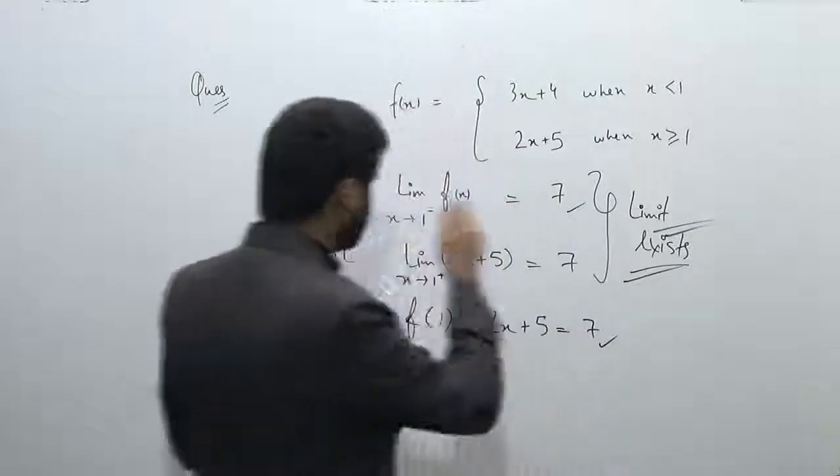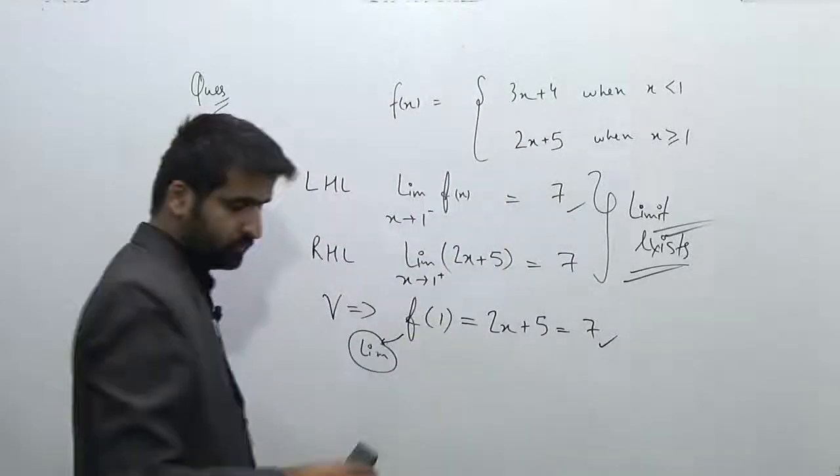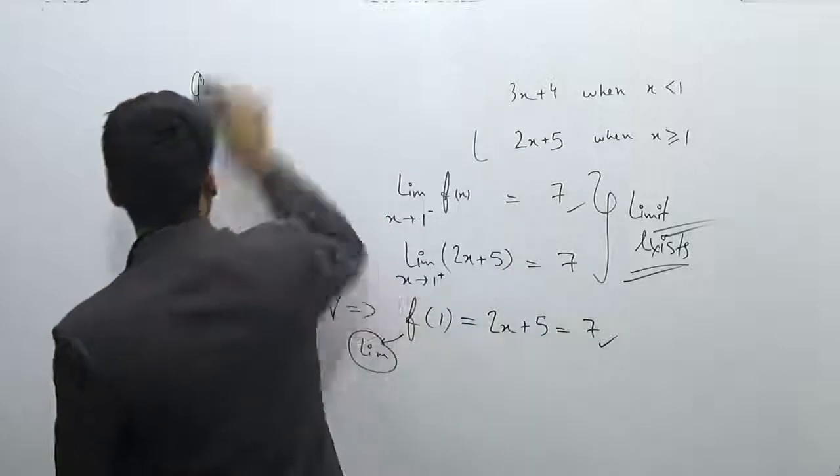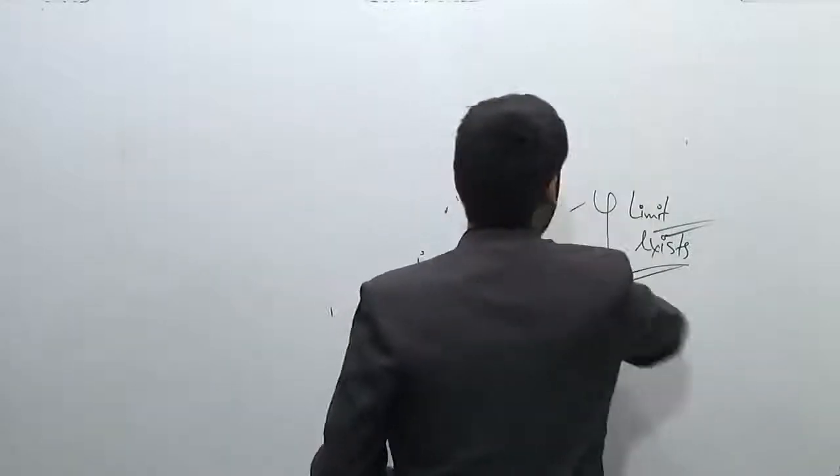So we can say that this function is coming out to be continuous. Okay. Now let's see one more problem.